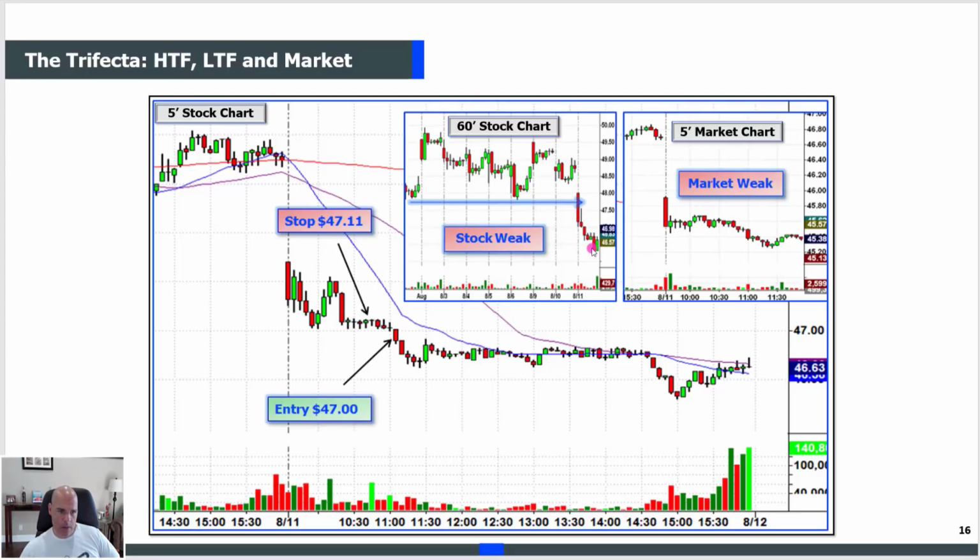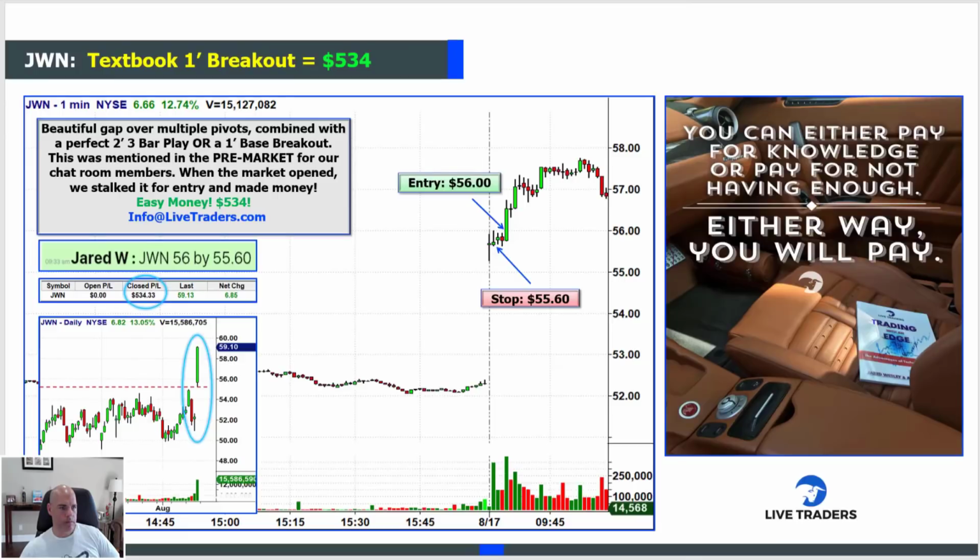Wide bar, narrow bar, drop. See the 60-minute 3-bar play? It's beautiful, right? Same deal here. 1-minute breakout. Why was this valid? Why was this doable? Why was this possible? Because of the daily gap. It's gapping over this line, which is like 54, 55 bucks right there.